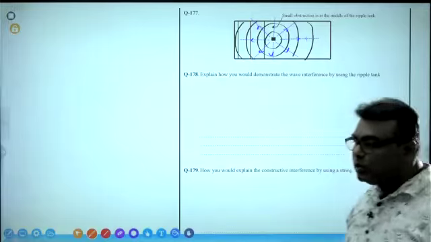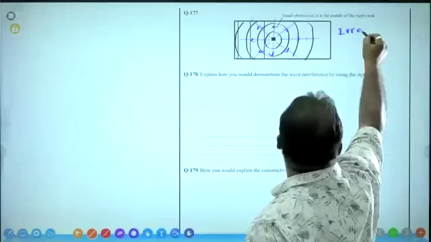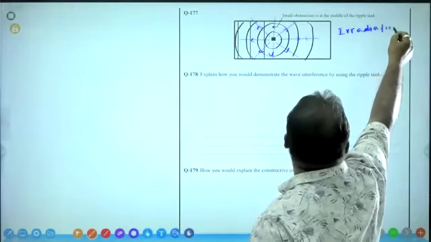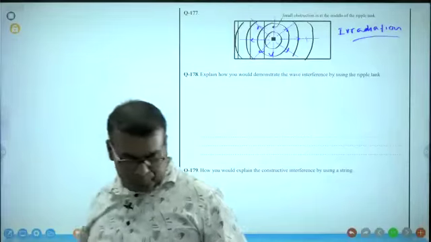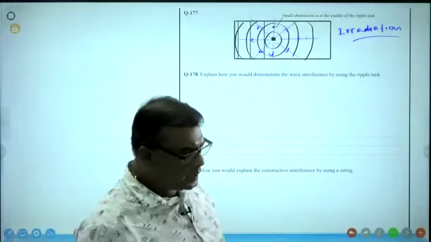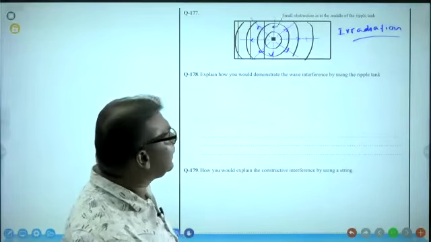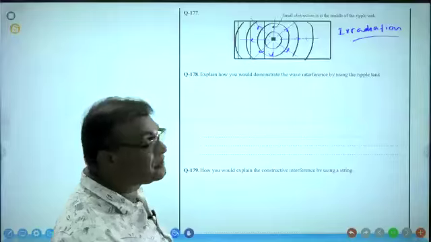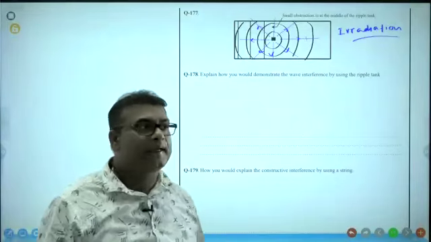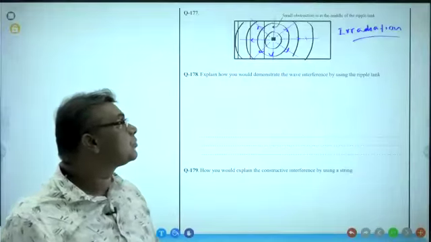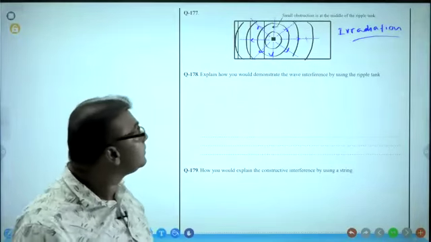Okay, this incident is called diffraction. Diffraction is the spread of the waves into all directions after they have hit a small obstruction. Small obstruction, that is diffraction, right?